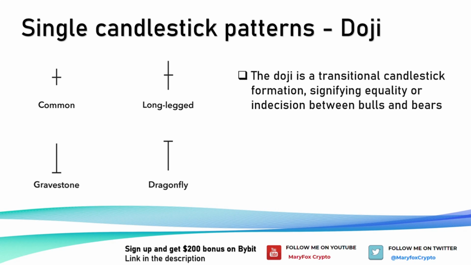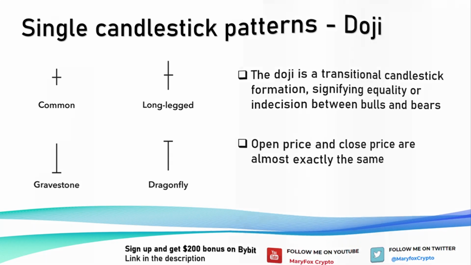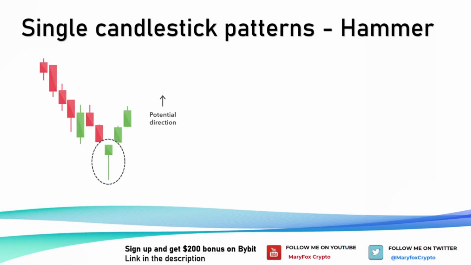A doji tells traders that neither buyers nor sellers are gaining. In other words, a doji indicates indecision which can be neutral or lead to an imminent reversal in trend. The body can appear in the middle of the candle, at the top of the candle, or somewhere in between. The probability of a trend change increases, especially if the next candle is trading below or above the low or high of the doji. The next candlestick which I want to talk about is a hammer.